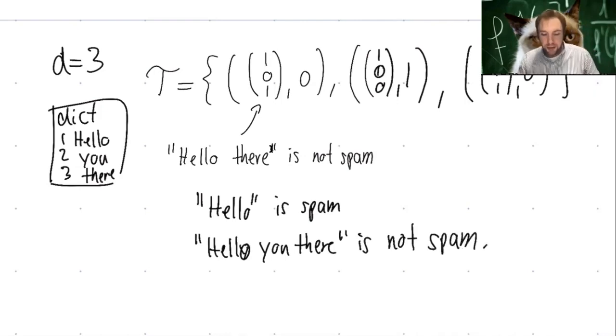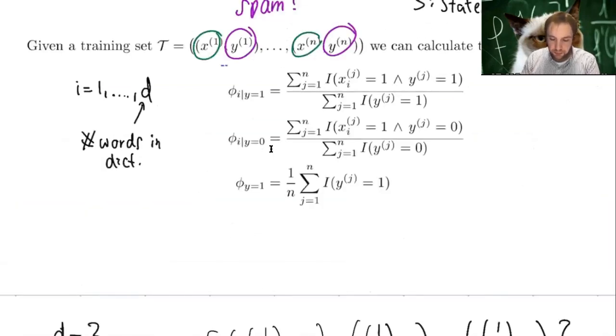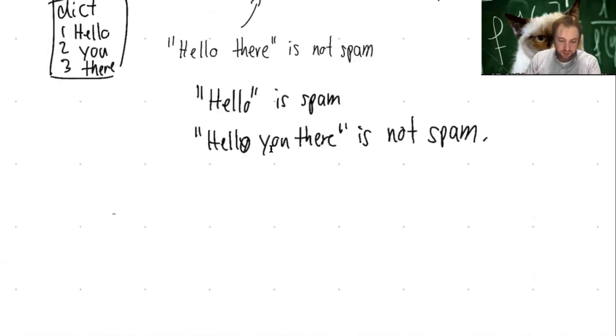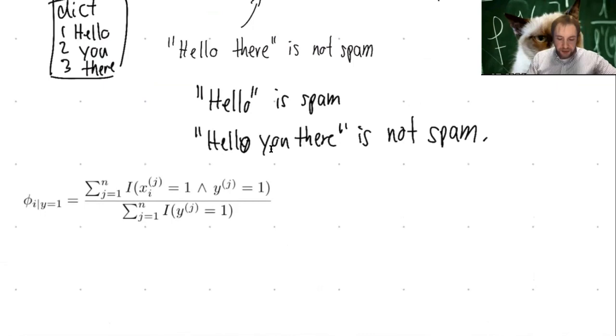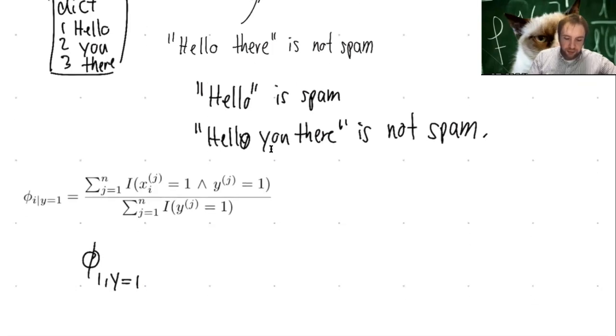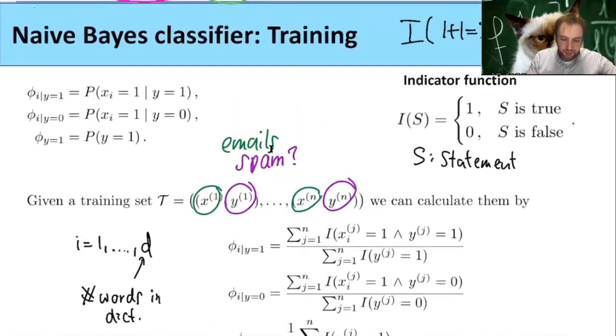Okay, and now let's see how this formula here works. How does this indicator function work? For example, we want to calculate phi 1 given y equals 1. So what was the phi 1? Maybe also copy this one here.